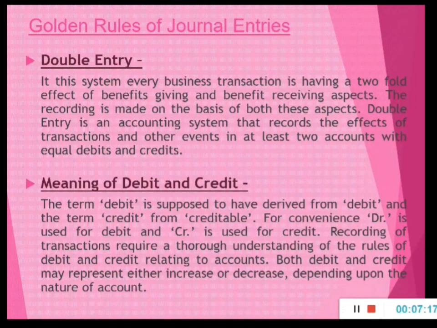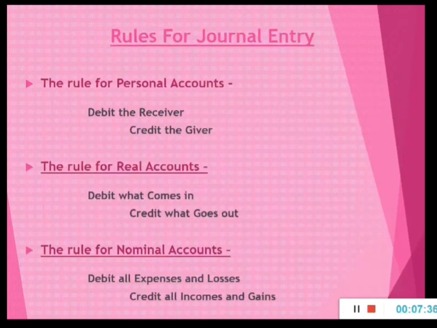So in order to record the transaction, we need to understand the rules of debit and credit relating to accounts. Both the debit and credit would represent either increase or decrease, depending upon the nature of the account. So we are moving on to the golden rules for journal entry, that is the rule of debit and rule of credit.